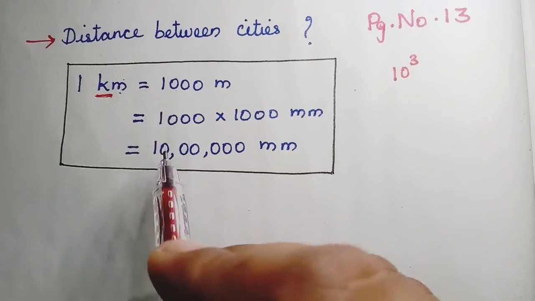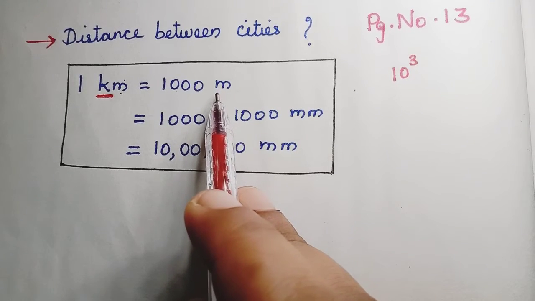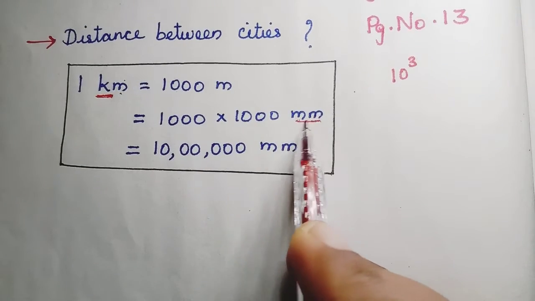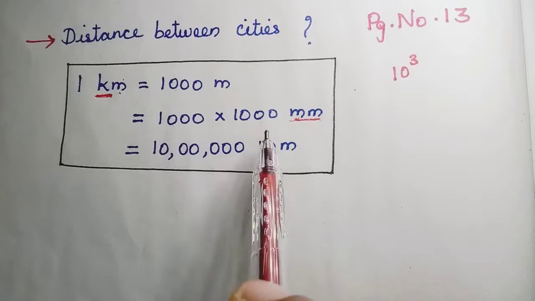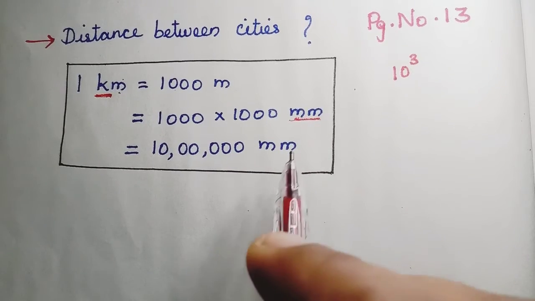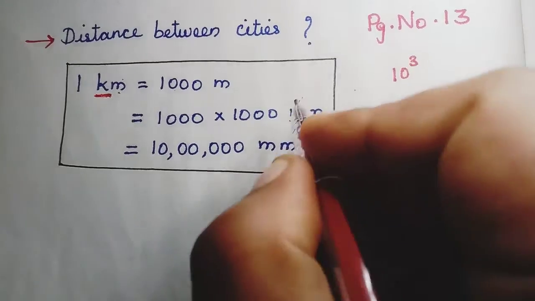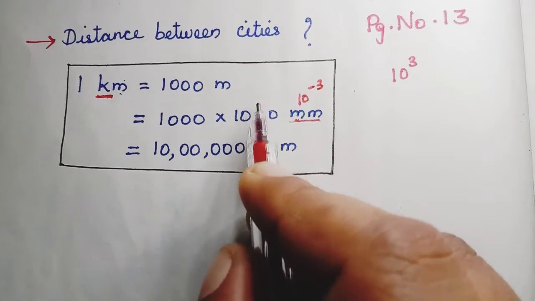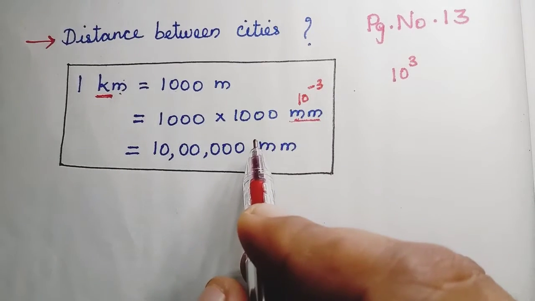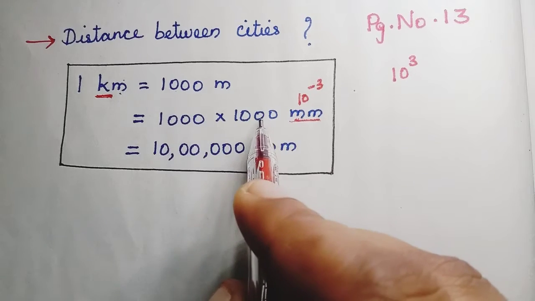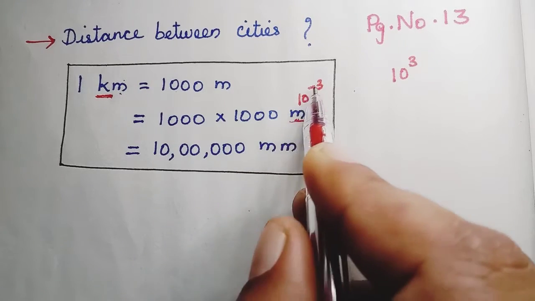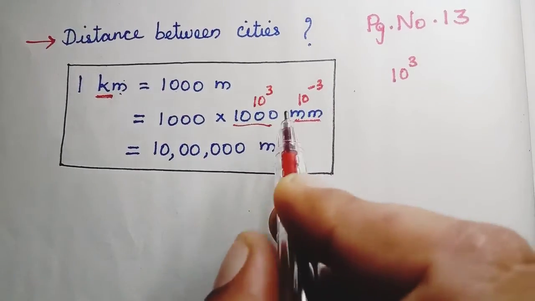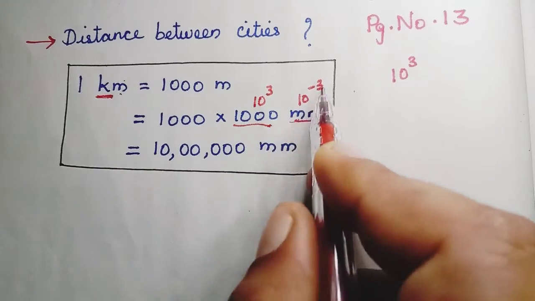Okay, so if you want to rewrite the same unit, the same kilometer, in terms of millimeter, how will you write it? You know milli means 10 to the power minus 3, right? Along with this 1000, you have to multiply 10 to the power plus 3 and 10 to the power minus 3. Just you are multiplying 10 to the power plus 3 and 10 to the power minus 3 along with this 1000.